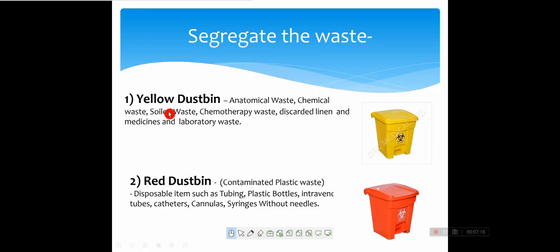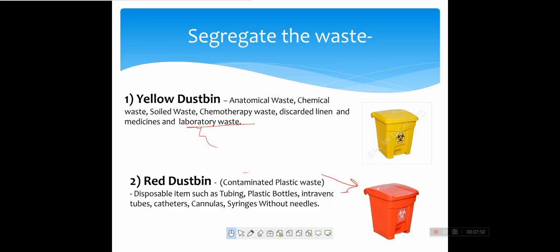Firstly, the yellow dustbin is used for anatomical waste, chemical waste, and solid waste. Mainly, the yellow dustbin is used for dressings. Infectious material is put in that dustbin, like human body tissues, solid waste, discarded linens, and laboratory waste. After that, we have a red dustbin.